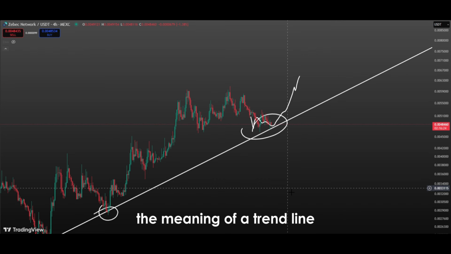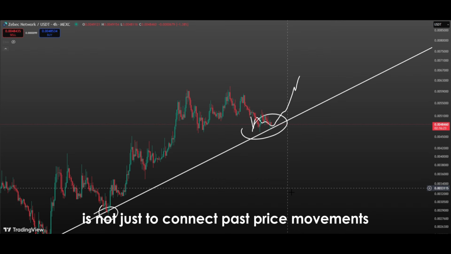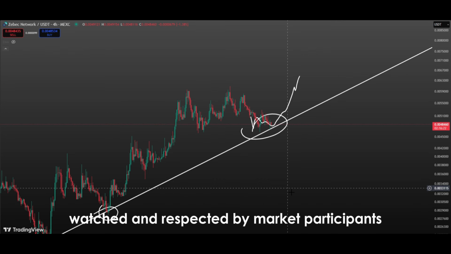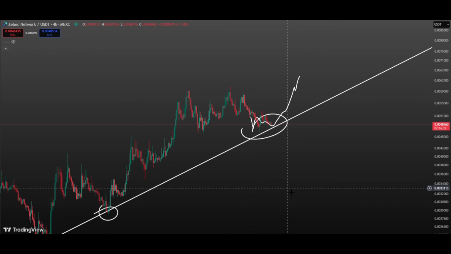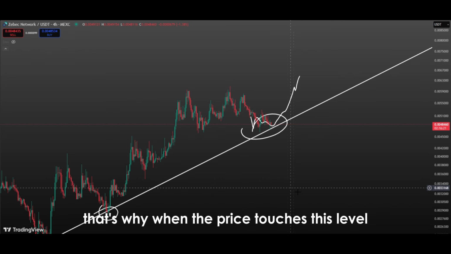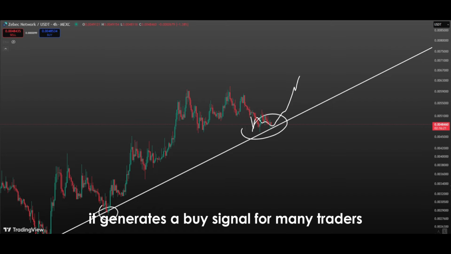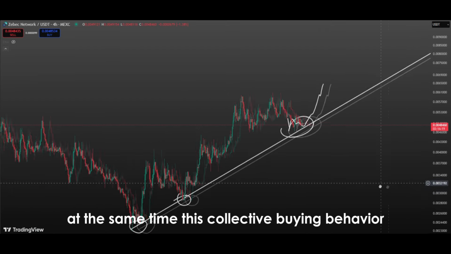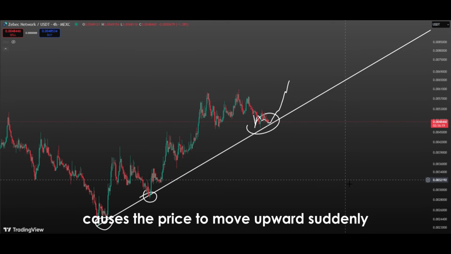The meaning of a trend line is not just to connect past price movements, but also to represent a level collectively watched and respected by market participants. That's why when the price touches this level, it generates a buy signal for many traders at the same time. This collective buying behavior causes the price to move upward suddenly.